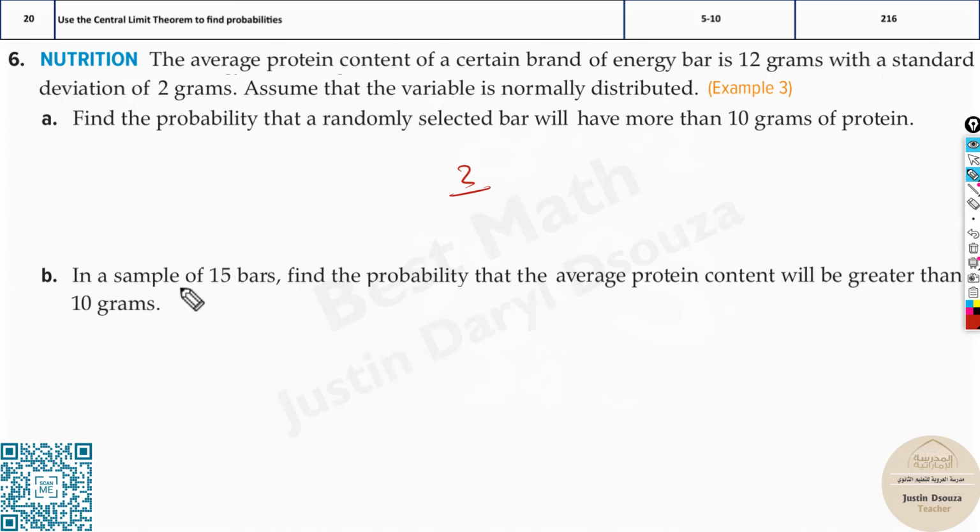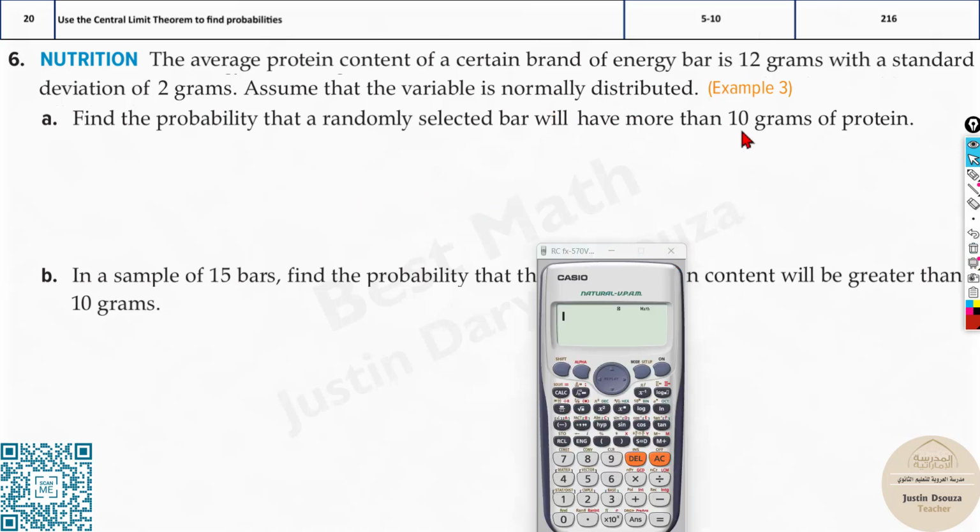So you have to do 2 divided by the square root of the sample size. So this is the new standard deviation. For the second one, you have to use this as the standard deviation and solve it. And see, it's "more than". So what happens? I'll do this quickly, and I will try to solve it directly in the calculator because it's the electronic part.